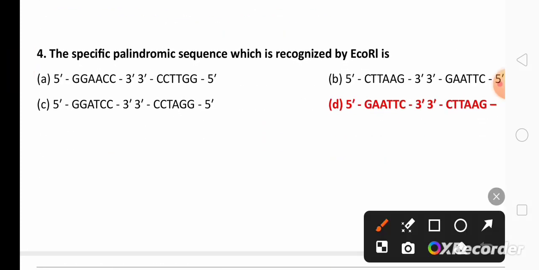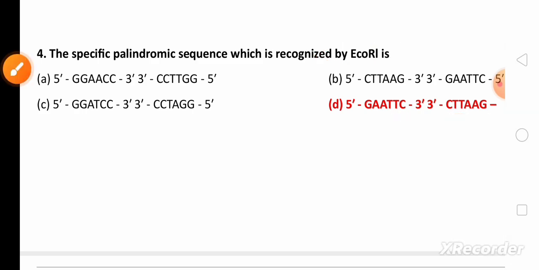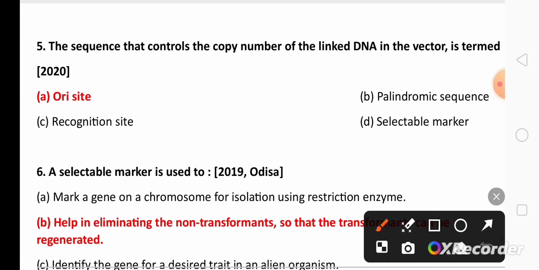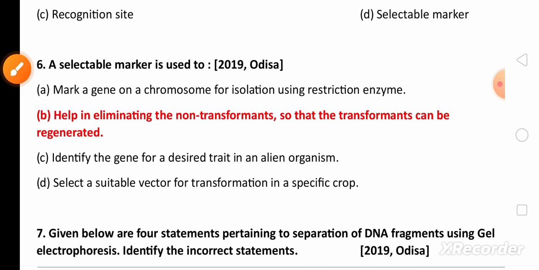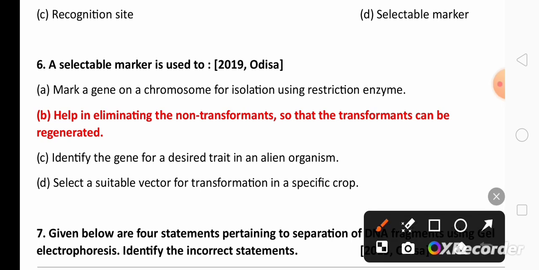The palindromic sequence which is recognized by the EcoRI restriction enzyme is GAATTC. This is the right statement. The sequence that controls the copy number of the linked DNA in the vector is termed the origin of replication site, the ori site. The selectable marker is used to eliminate non-transformants. Non-transformants are also called non-recombinants, so that transformants, the recombinants, can be regenerated.